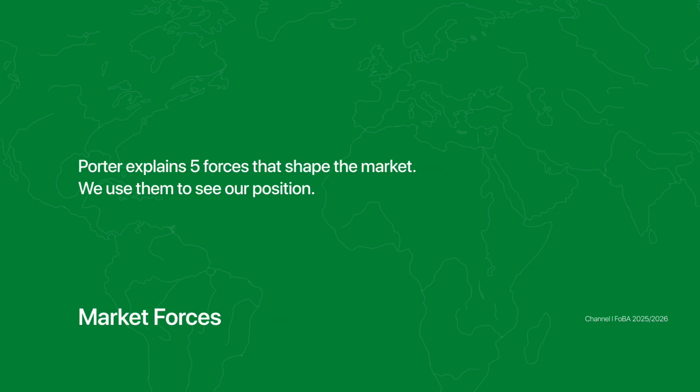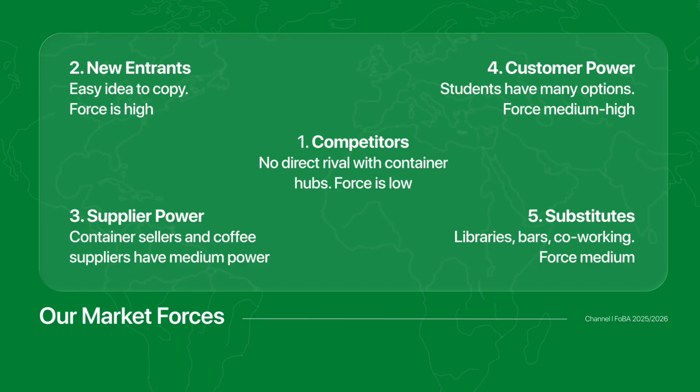Porter's 5 forces help us understand how attractive a market is. They show the pressures coming from competitors, customers, suppliers, substitutes, and new entrants. We used this model to see where our business stands. Let's take a look at our market forces. Competitors. We don't face direct competition from other container-based study hubs, so competitive pressure is low. New entrants. However, our idea is relatively easy to copy. That means new competitors could enter quickly. So this force is high.